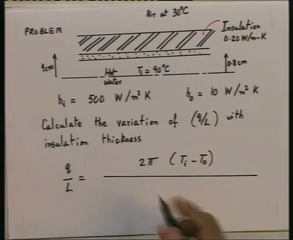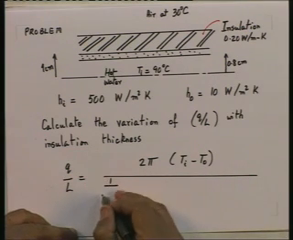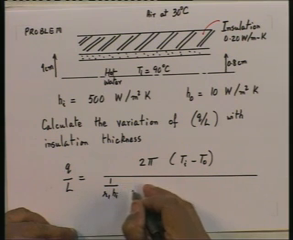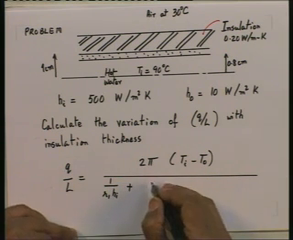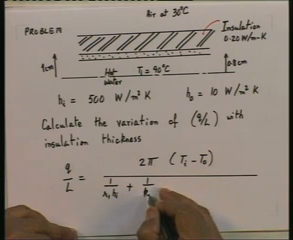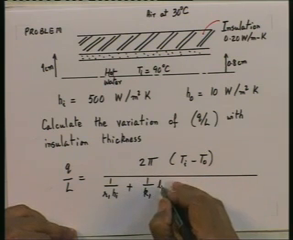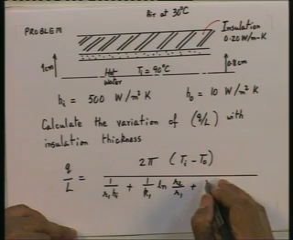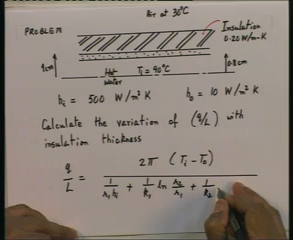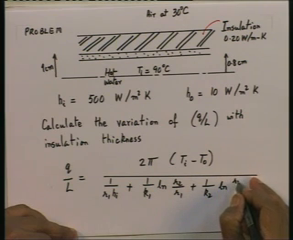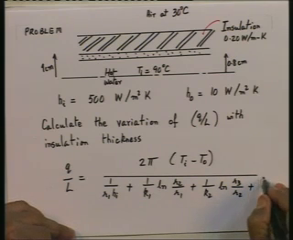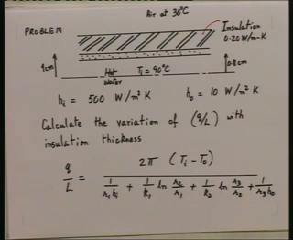the expression: 1 by R1 Hi, plus 1 by K1 log to the base e R2 by R1, plus 1 by K2 log to the base e R3 by R2, plus 1 upon R3 Ho. That is my expression for the Q by L.